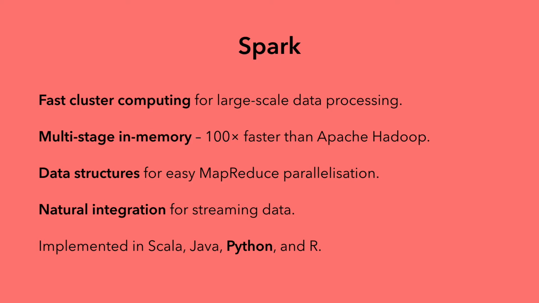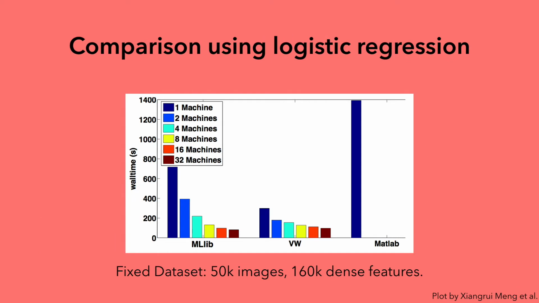Spark is implemented in Scala, Java, Python, and R, but we'll only go through a Python example. As you see in this plot comparing logistic regression using different platforms, Spark MLlib has a strong scalability with the number of machines. So Apache Spark is fast for some purposes, but does it also have all we need included?